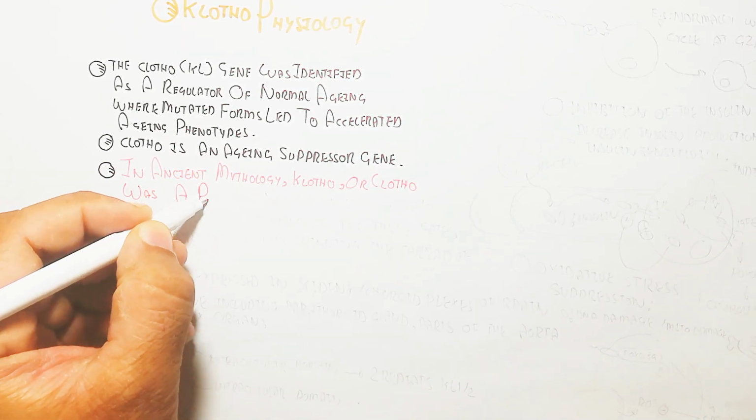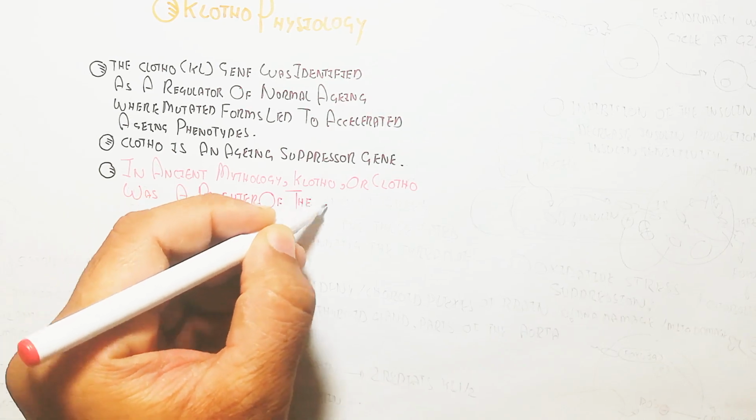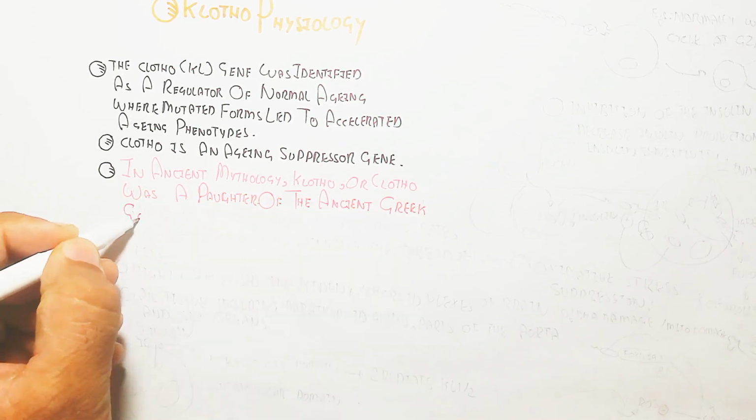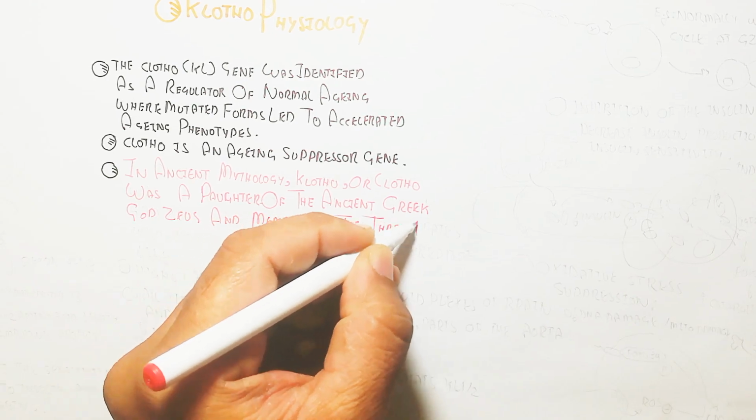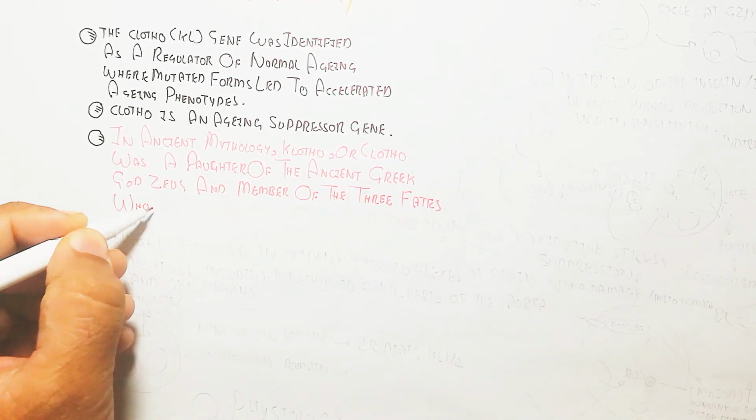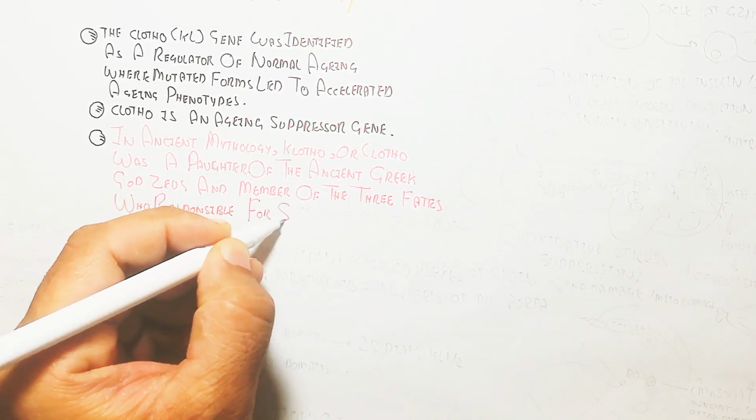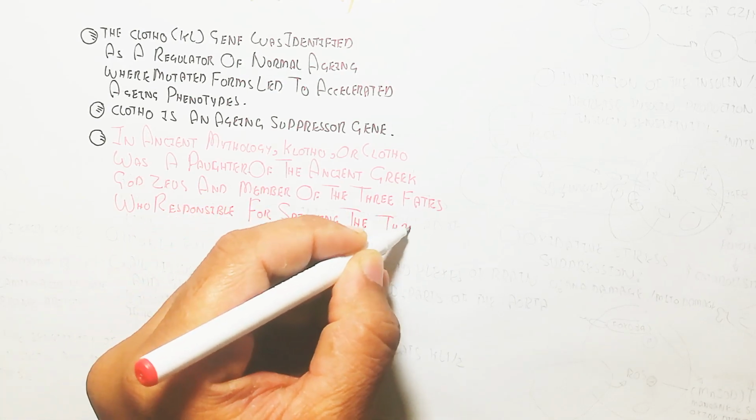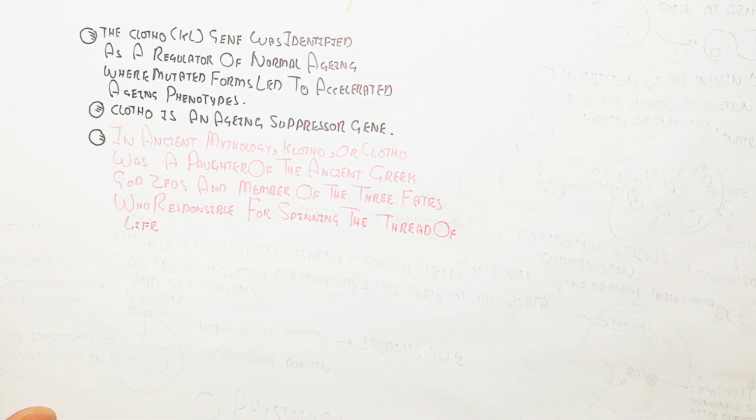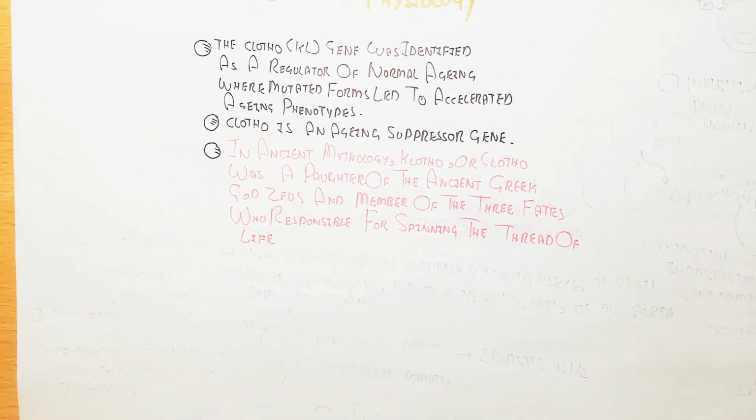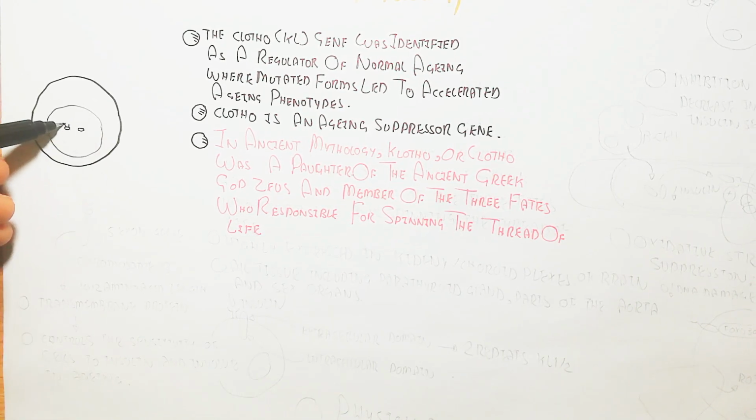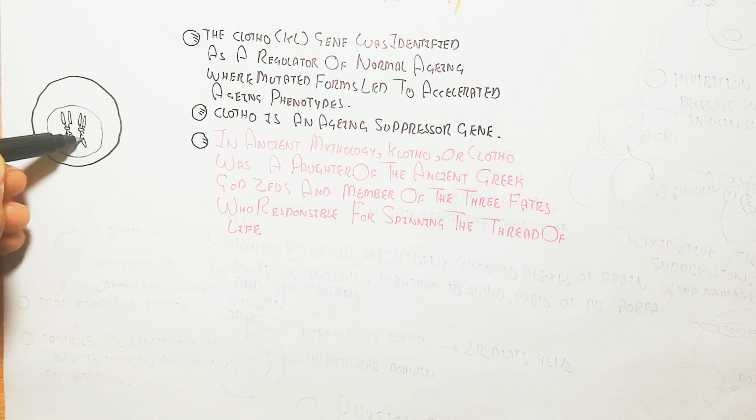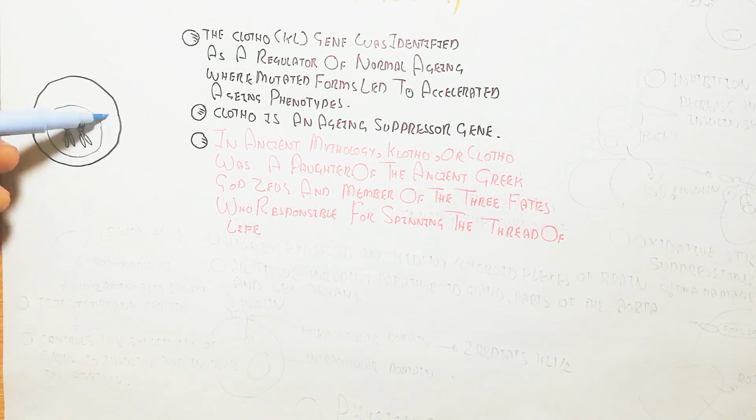In ancient mythology, Klotho was a daughter of the ancient Greek god Zeus and a member of the three Fates, who are responsible for spinning the thread of life. So Klotho is present in chromosome 13, a 5 exon gene.